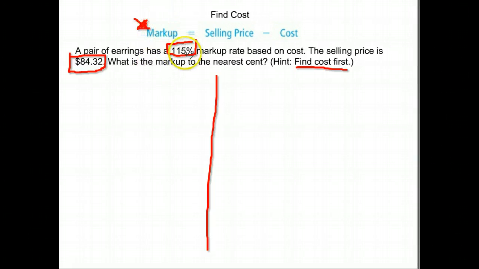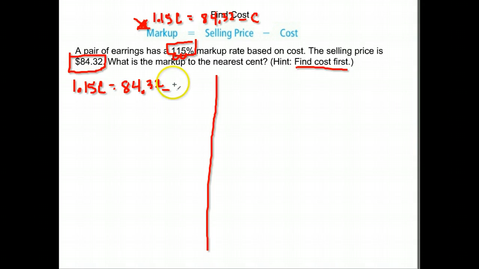Now our markup is 115% of the cost. We need to change that percent to a decimal. So move the decimal over 2 places, which puts us at 1.15 times the cost C. That should equal the selling price, $84.32, minus the cost, which again I don't know, so I call it C. So this is the first way. You can write out the full algebraic formula and solve for C, and then once we have C, we'll use that to answer our question.